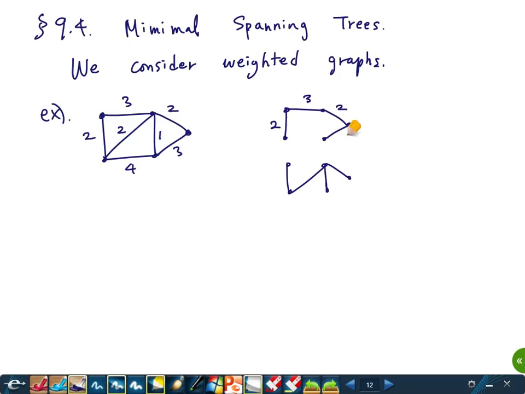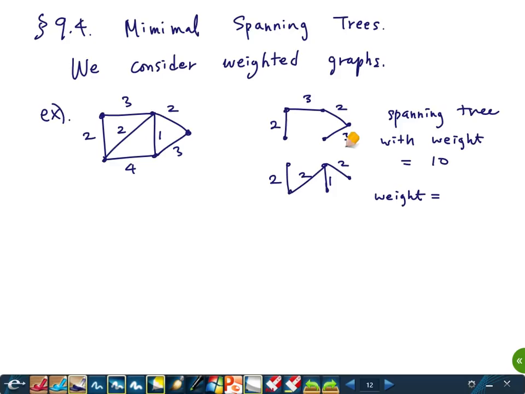So the spanning tree with total weight what? 2 plus 3 plus 2 plus 3, which is 10, right? What about this? This is 2, 2, 1, and 2. So here the total weight is 2, 2, 2, 1, which is 7.